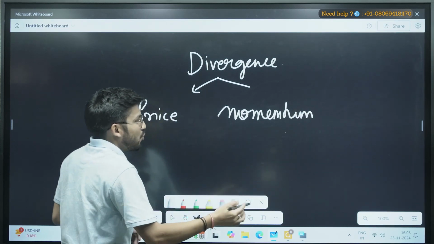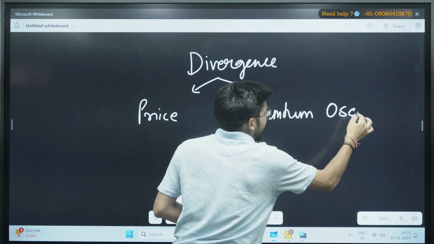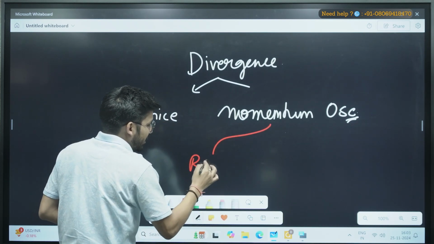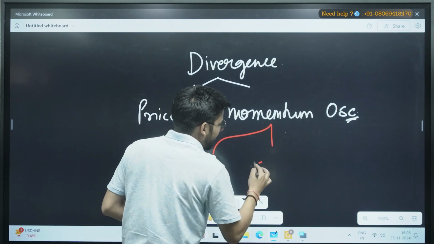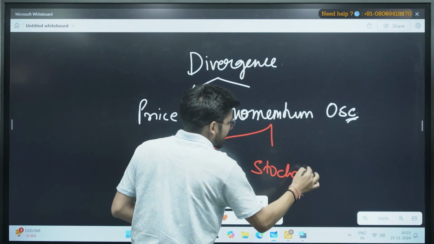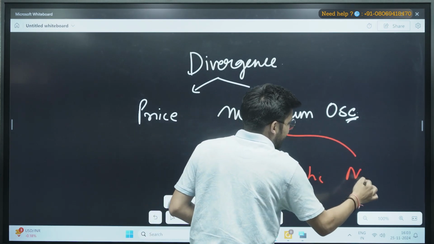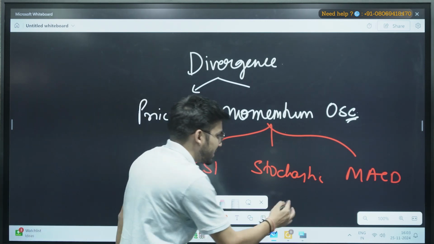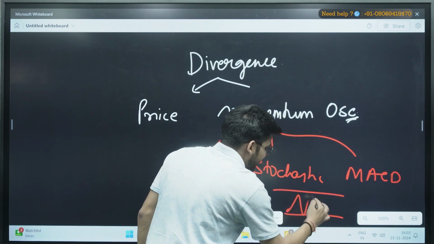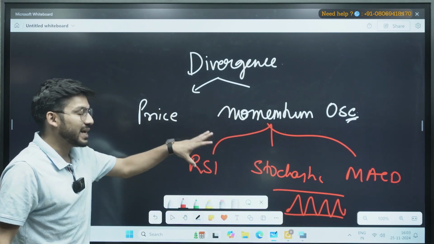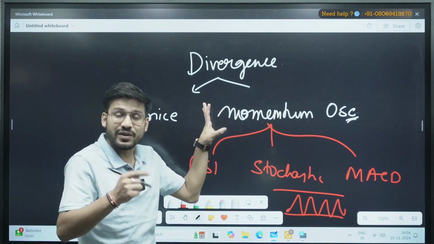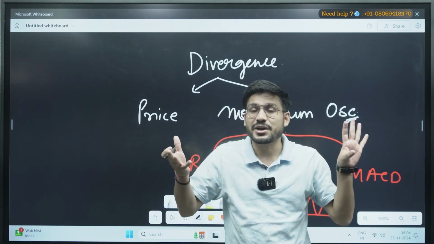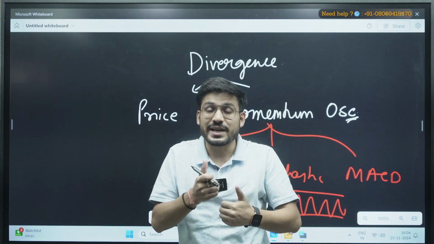Now the question is, what are the momentum oscillators? These momentum oscillators can be, for example, RSI, stochastic, or MACD. They are momentum oscillators because momentum always oscillates in a range like this, and that is why they create a divergence with the price. Whenever they do so, we will be ready to see if there will be a trend reversal or a trend continuation in the market, so we can trade accordingly.